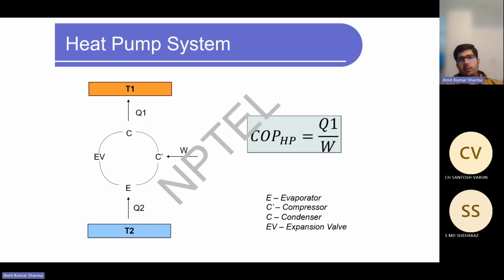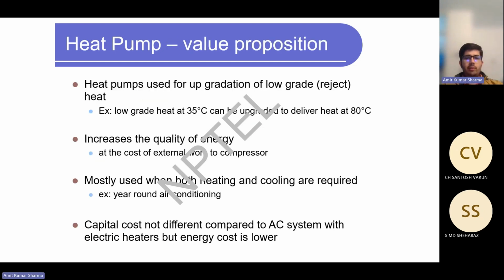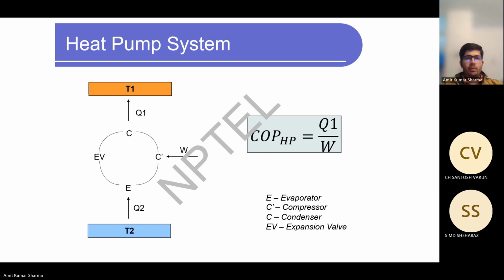Now let's revise some basic concepts. Still we have some time. So this is a basic schematic of a heat pump system. T1 is the required, higher temperature, T2 is the lower temperature. They are providing some work. E is the evaporator, C dash is the compressor, and C is the condenser, and EV is the expansion valve. So this is the complete process.